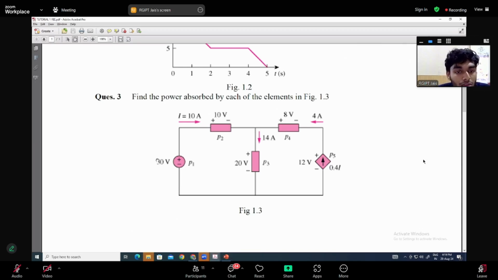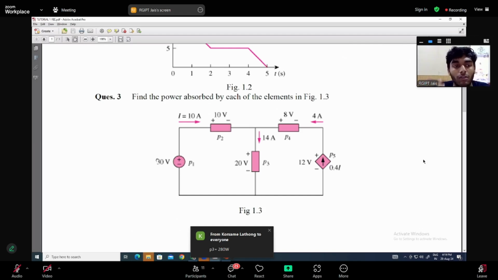So the only confusion you are getting is the plus or minus sign. Current will always go from positive to negative. So for P1 it's going from negative to positive, so we have to use the minus sign for current. So minus 10 into 30, minus 300. Okay, minus 300 watt. Also consider this sign. No one is looking into this sign.